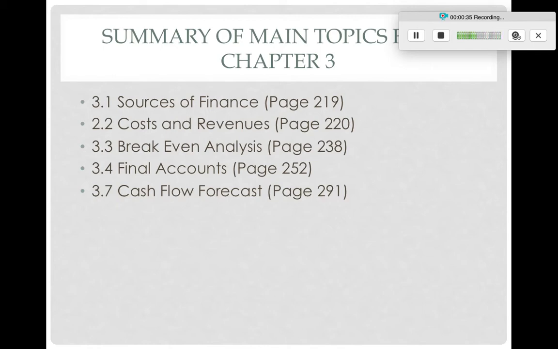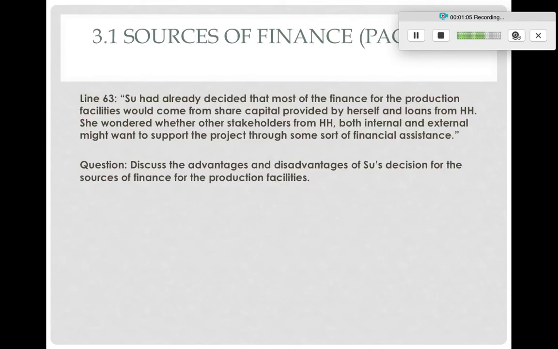3.4 Final Accounts, which in this case is the profit and loss account and the balance sheet, found on page 252 of the textbook, and 3.7 Cash Flow Forecasts, page 291 of the textbook. Now these are the most likely elements of the finance to come up. However, of course, depending upon the additional materials you receive during the exam, you could also be asked to do investment appraisals, that's the average rate of return or the payback period, or ratio analysis as well. So it's worth having a look over those sections of the chapter as well.